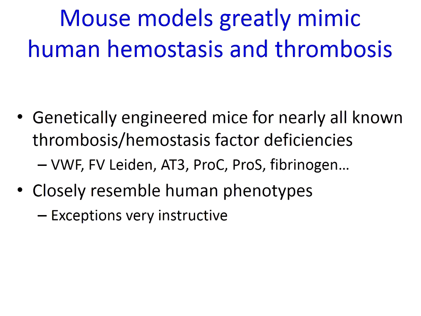I think it's fair to say that mouse models greatly mimic human hemostasis and thrombosis. We now have genetically engineered mice for nearly all known thrombosis and hemostasis factor deficiencies, pretty much all of the genes and proteins I've talked about and will talk about today. And I think it's also fair to say that in our field, the phenotypes of the mouse knockouts are remarkably similar to those in humans.